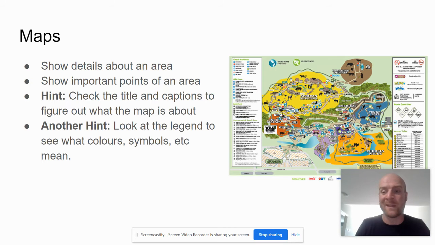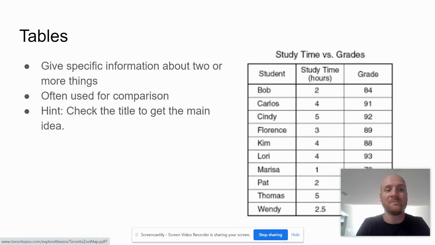Maps. Maps are another great graphic text. It will have pictures to show you where things are. It will show you what's where based on different symbols. So it shows the details. It will show some important points about an area. So you want to check the title to find out what the map's about. And then you also want to look at the captions. Okay? And another hint, all maps have these things called legends, and they tell you what each of these images mean. So if we were to see here, we would be able to find out that each blue dot that has a gift thing on it is a gift shop. So look at the legend if it has one.